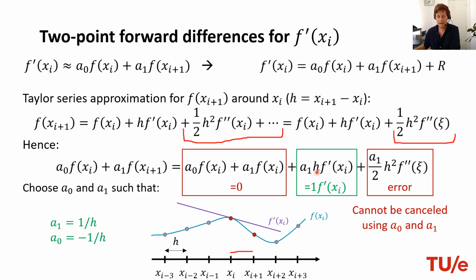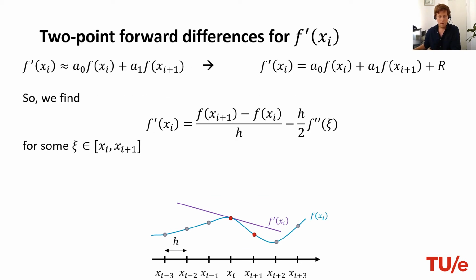This will end up as a linear system, 2 equations, 2 unknowns, and you can easily solve this. The outcome will be that a0 is equal to minus 1 over h, and a1 is 1 over h. So plugging in these values for a0 and a1 into this original expression, we end up with the following. And we find that the derivative is equal to this finite difference expression plus the r term that we also found in the previous slide, and this r term can be expressed as follows.